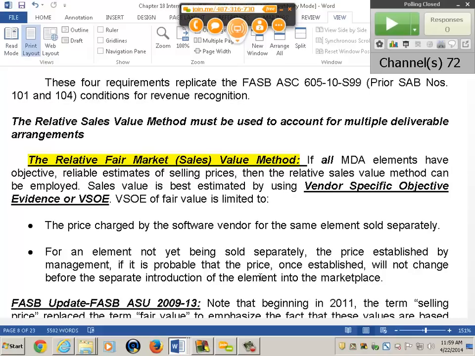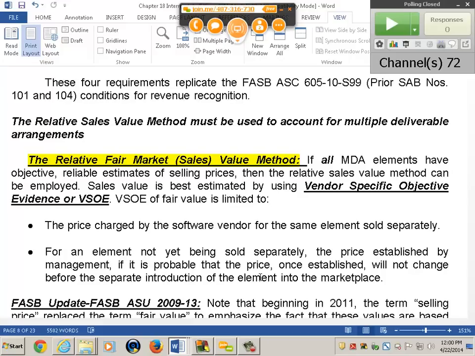If you remember back in Chapter 17, when I went through the 6 steps of implementing fair value accounting, and I said one of the things that we needed to do was to look at fair value from a market participant approach. This is an exception. This is an entity-specific value. Vendor-specific objective evidence is the price that we would charge for the same element separately.